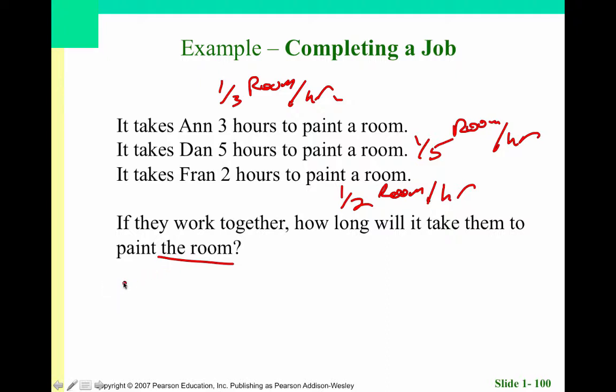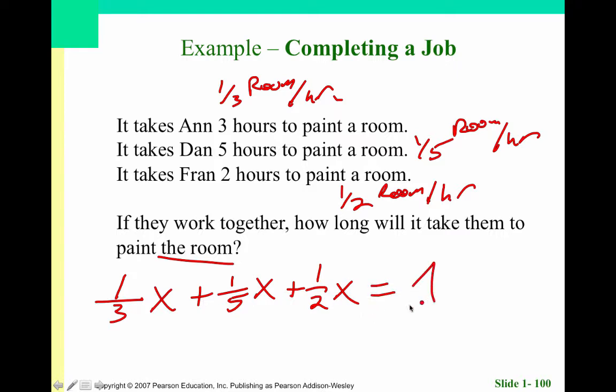So it's like if I've got Anne's rate at a third of a room per hour times how long, because they're all going to work the same amount of time, plus Dan is a fifth of a room per hour times how long, plus Fran the pro doing most of the work, half a room per hour times how long, to do one room. So it's a third of a room per hour times this many hours. That gives you how much of the room that Anne will do, and then how much will Dan do, and how much will Fran do. A little adding fractions here.